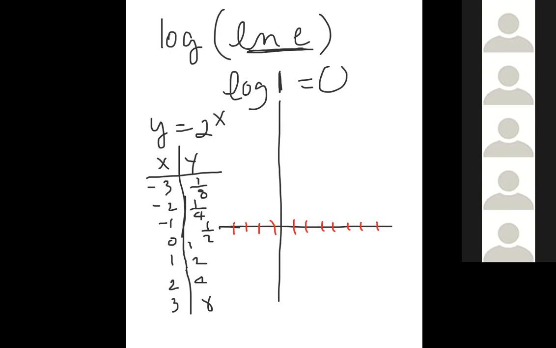Different color, okay. So negative 3, 1/8 would be about here. Negative 2, 1/4 would be right about here. Negative 1, 1/2 right about here. Then 0, 1; 1, 2; and then we have 2, 4, which is up here. And then 3 will take you way up here. So when you graph the exponential function, this is what the graph looks like.